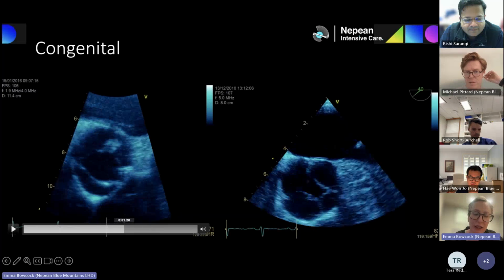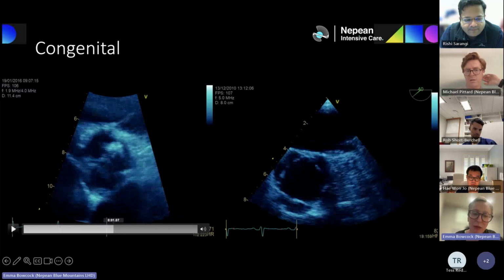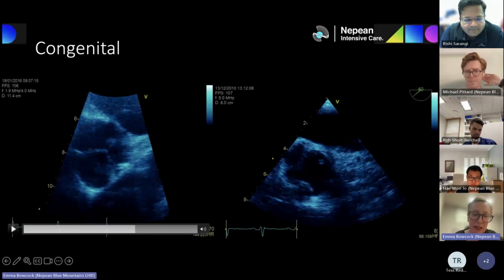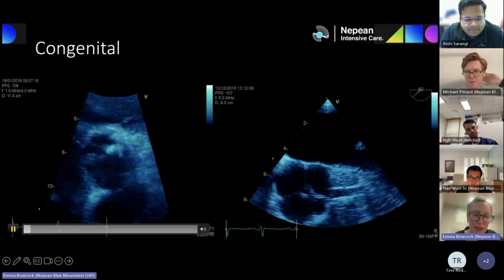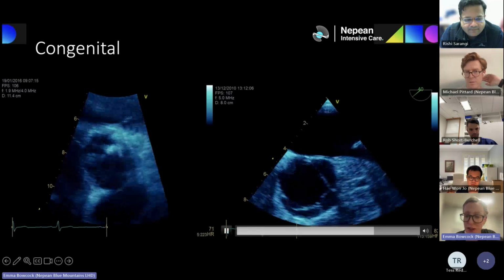That again should cause you to pay more attention to that valve. And once you've seen a few, you'll get used to it. But yeah, you can do these little tips just to train your eye to what you're looking at.